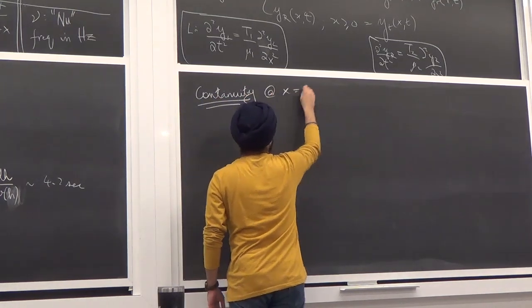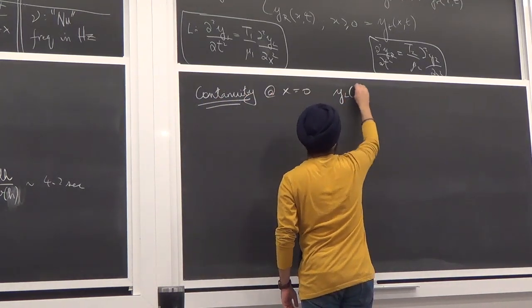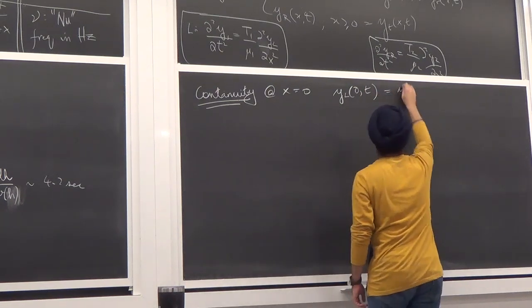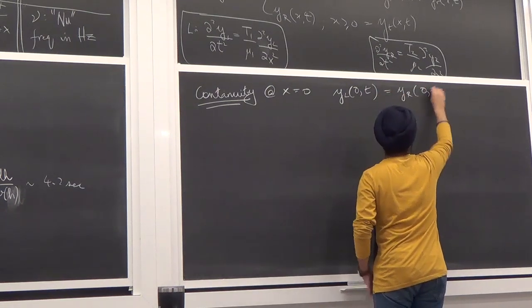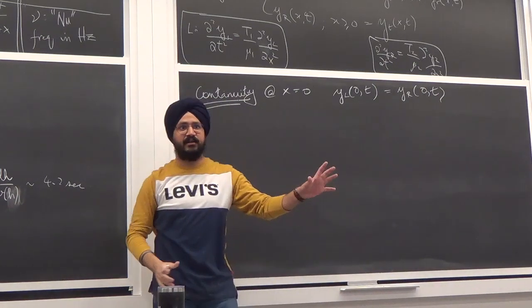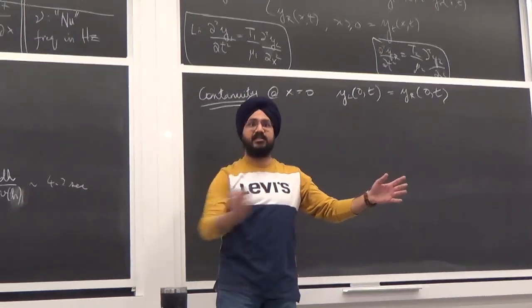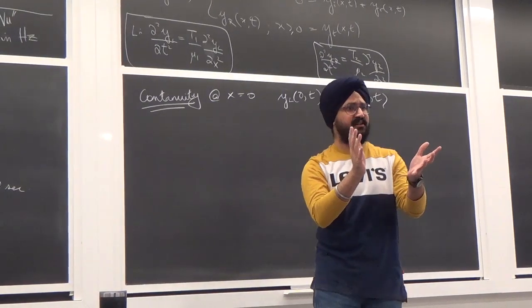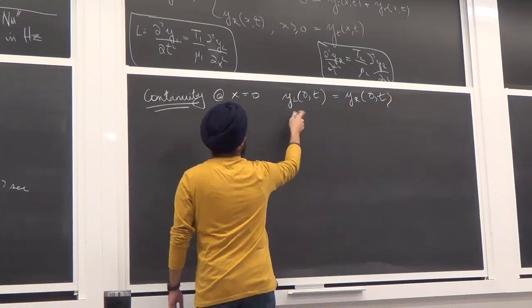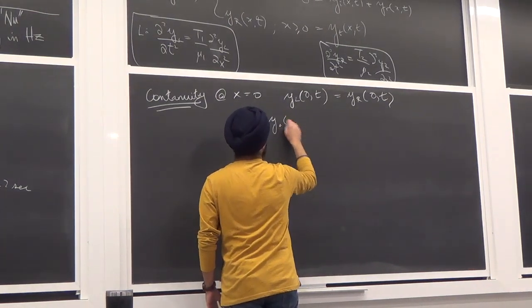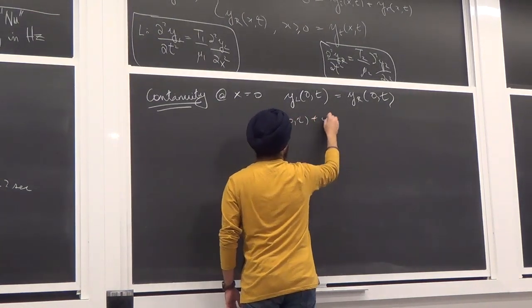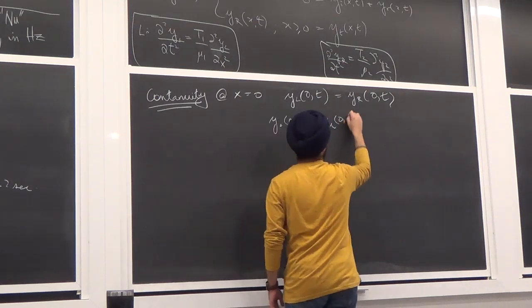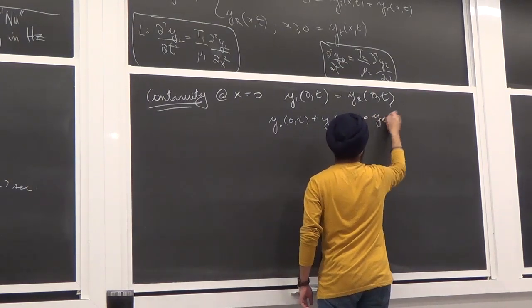So at x equals 0, which means y left at (0,t) for all time is y right at (0,t). The left side part at the junction for all time is a continuous function. The string is not snapping. You see the snapping point, right? Pretty snapping. So this is y incident(0,t) plus y reflected(0,t) equals y transmitted(0,t).